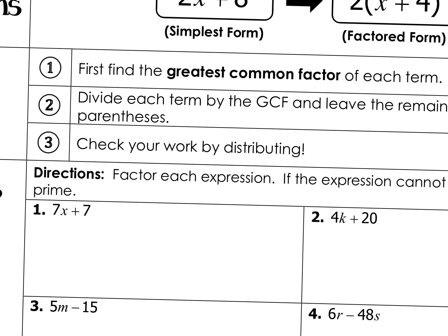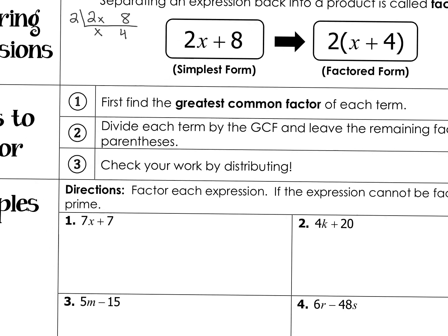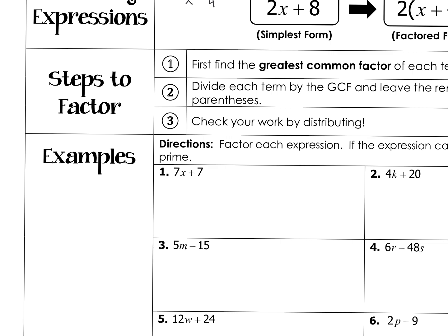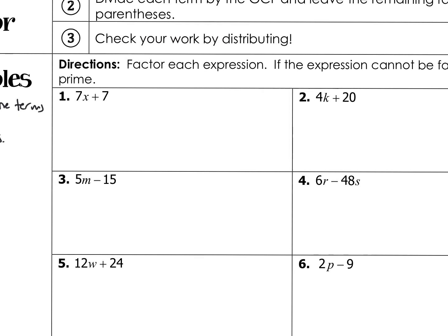All right, now sometimes you cannot factor anything out. And if you cannot factor anything out, then the expression is considered prime. And what that means is that the terms don't share any factors. And then the nice thing about this is that you can always check your work by distributing, so you can go backwards from there. A lot of ways it's like simplifying a fraction.